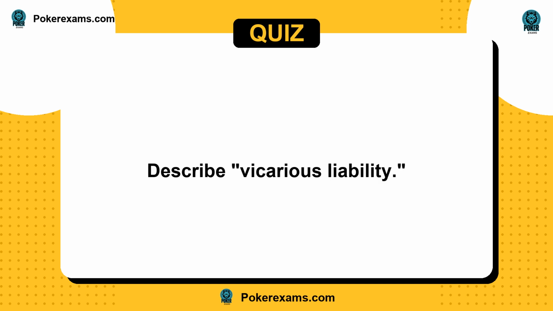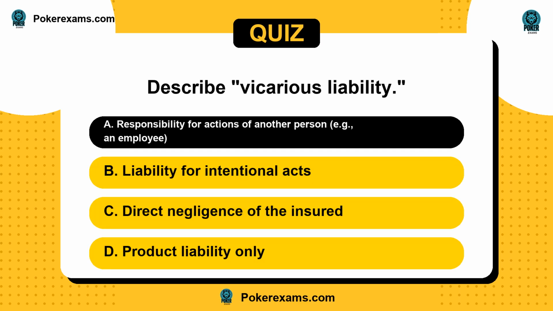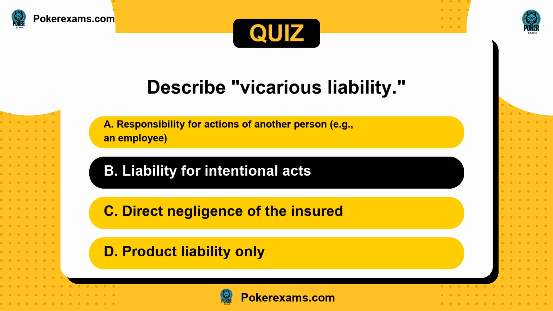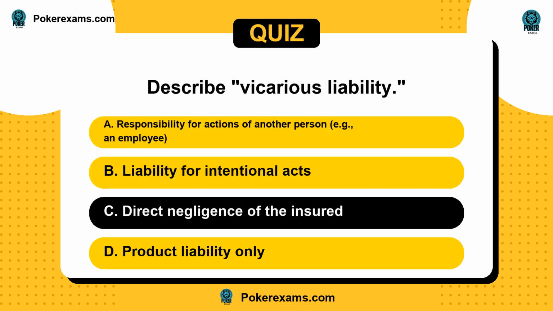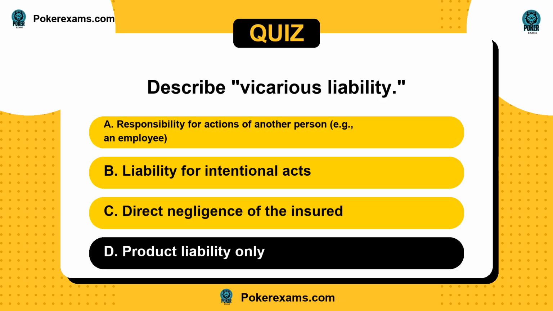Next question. Describe vicarious liability. Is it A, responsibility for actions of another person, e.g., an employee? Or B, liability for intentional acts? C, direct negligence of the insured? Or D, product liability only?